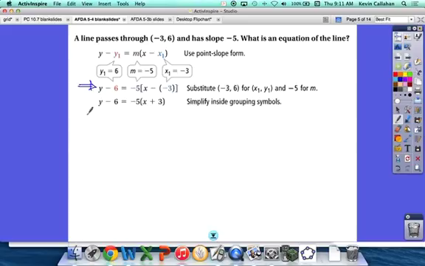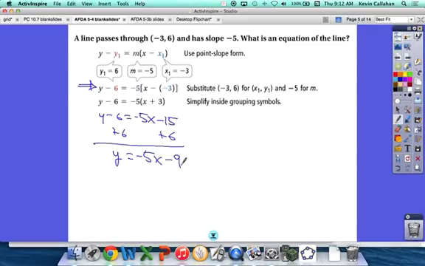Solve for y. Simplify, solve for y. That's always the answer. How do you put a straight line in slope-intercept form? Solve for y. So in this case, y minus 6 is negative 5x minus 15. Add 6, add 6. y equals negative 5x minus 9. Right, so that's point slope.